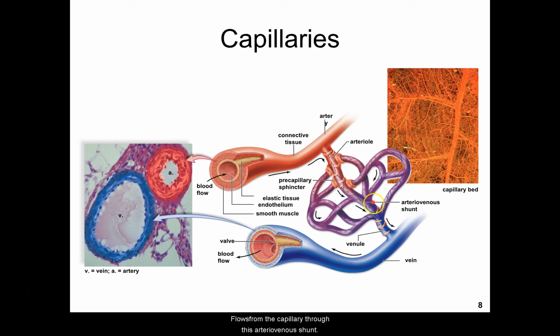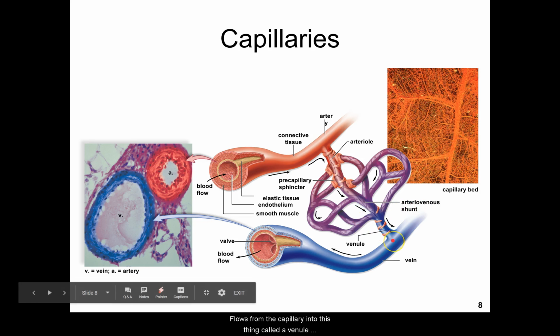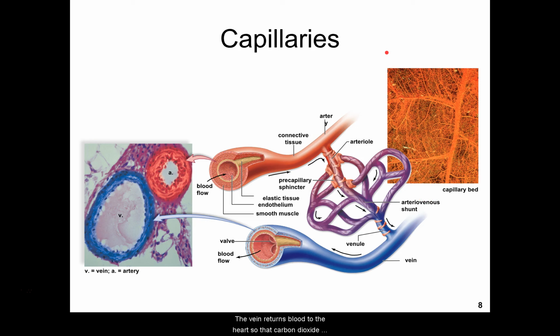It flows from the capillary through this arteriovenous shunt. Arteriovenous, as the name implies, is between the artery and the vein. So it flows from the capillary into this thing called a venule, back into a vein, and the vein returns blood to the heart so that carbon dioxide can be released into the lungs and be breathed out. Oxygen can be put back into the blood and be taken to the body's cells.